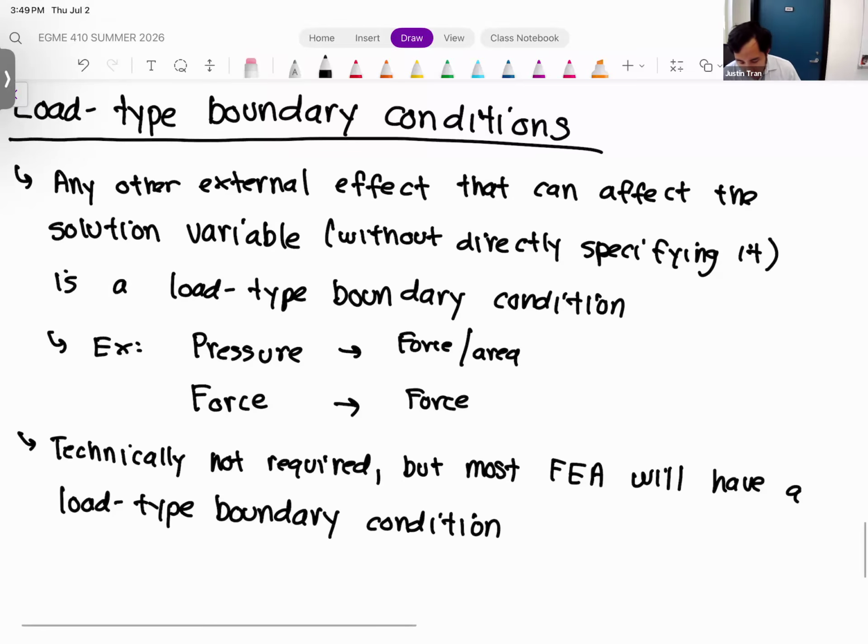All right, so with load type boundary conditions, the most important thing to consider is to make sure that the condition that you're applying, that means the units, the direction, and the type of load type boundary condition, is most consistent with the physical situation that you have.